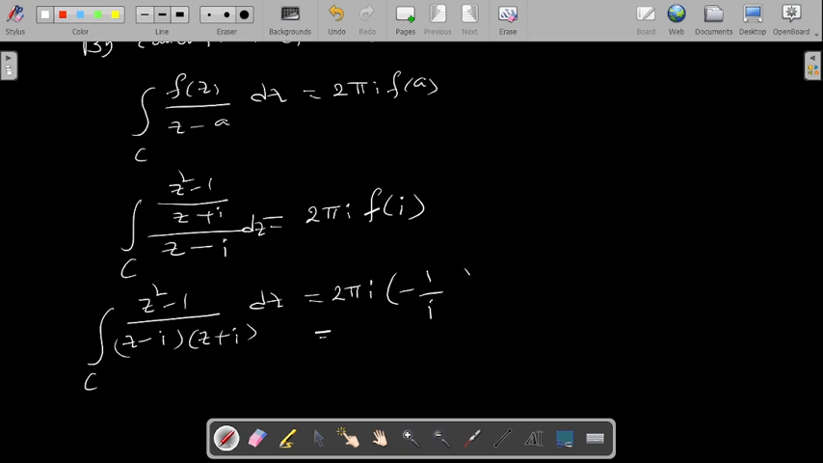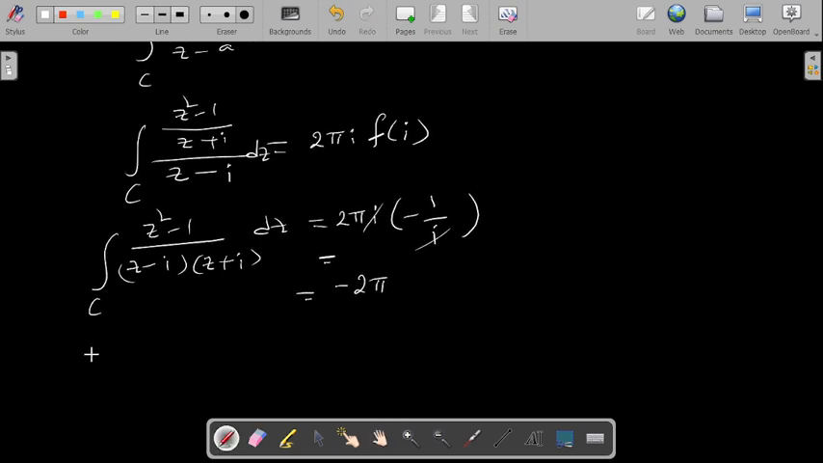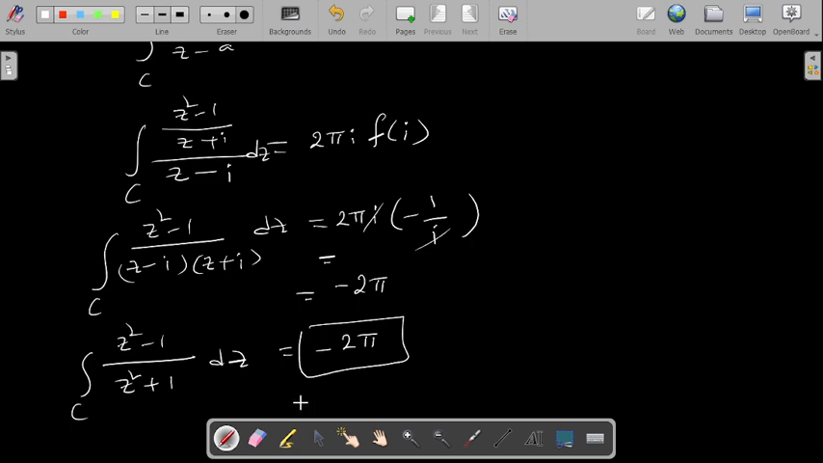Minus 1 by i. This i gets cancelled, so minus 2 pi. When you multiply these two factors again, we get the original integral, z square minus 1 by z square plus 1 dz, equal to minus 2 pi. I did it in detail; if you want, you can skip the steps. So the answer: integral of z square minus 1 by z square plus 1 dz is minus 2 pi.